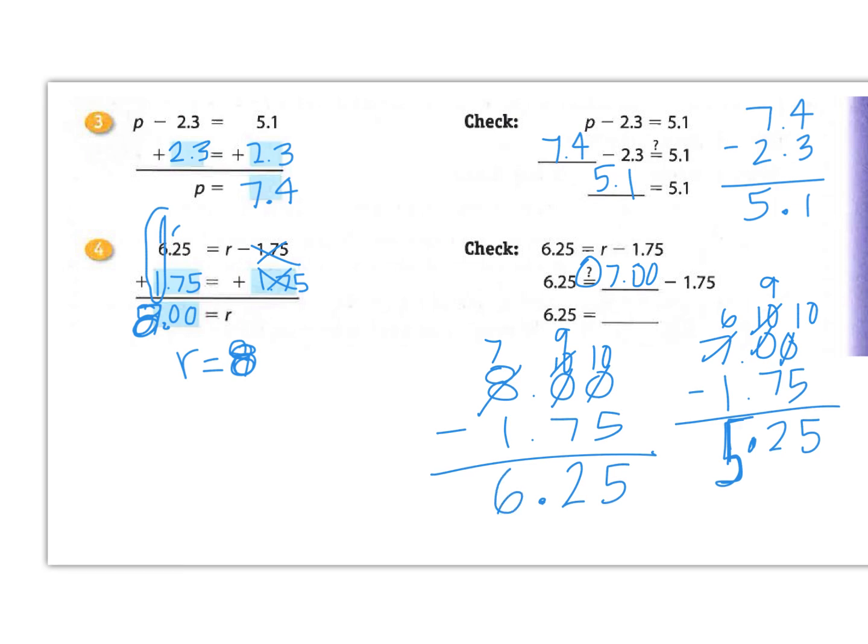Okay, so now I checked it. So erase this. It is not 7.00. It's 8.00. So I can see right there when I check my answer, I got it wrong. This was incorrect. Okay, so then I went back and I checked and I figured out, whoops, I did make a mistake. This should have been an 8. So the answer is R equals 8 or 8.00.